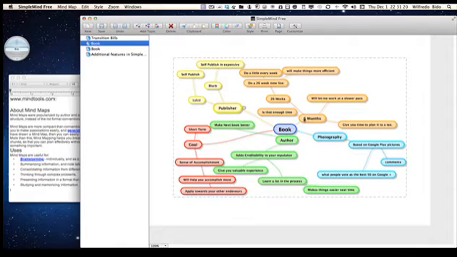Okay, the next thing we want to do is, how long is this process going to take? I gave myself 6 months. 6 months, that's not too long.